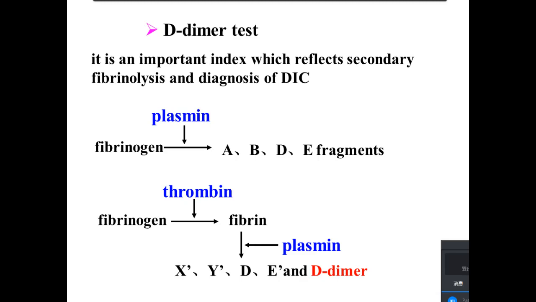And now DIC belongs to secondary fibrinolytic system activation. From the second pathway it produces fragments, produces FDP. Now, the DIC tests: the 3P test and the D-dimer test.